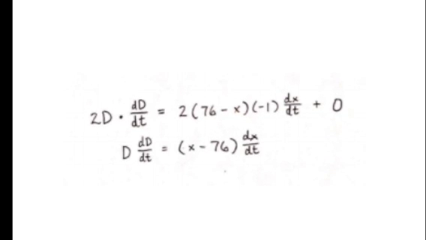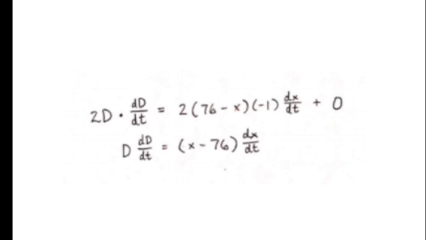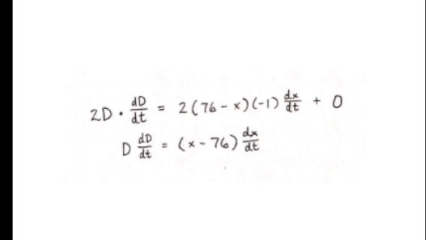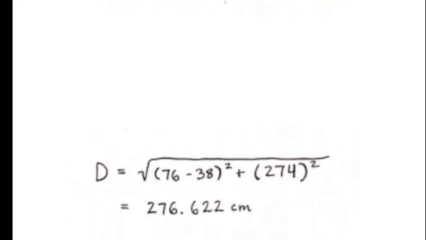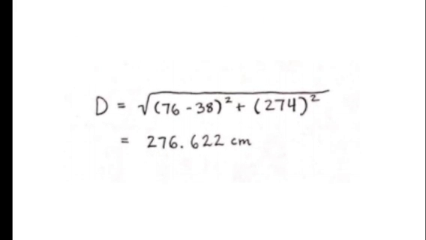2d times dd over dt, which is the rate of change of distance, is equal to 2 times the quantity of 76 minus x times negative 1 times dx dt, which is the rate of change of my horizontal position, plus 0 for the constant. If we simplify that equation, we get the equation below. Now, when we're halfway to the center, the x value is 38. So if we plug in these values in our first equation, we get 276.622 centimeters.